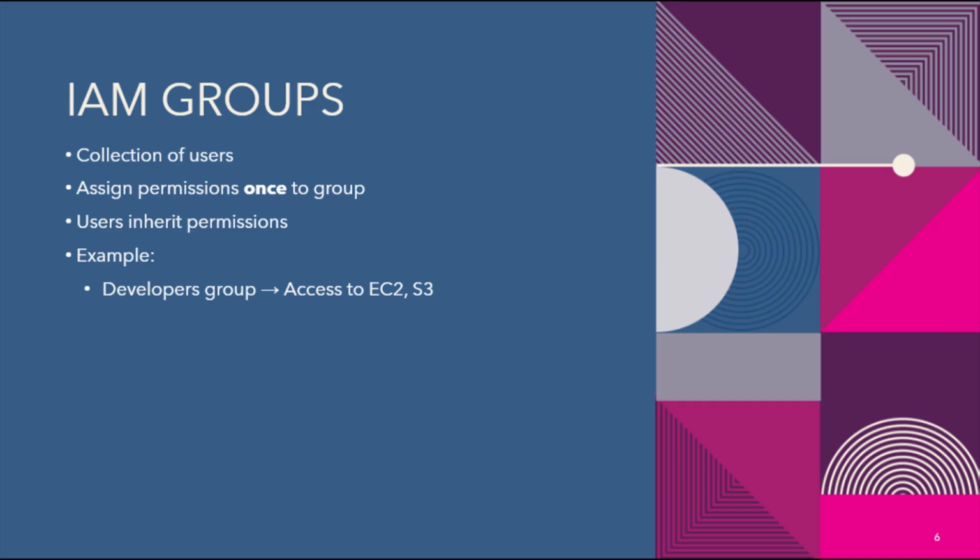IAM groups. IAM groups are collections of users. Instead of assigning permissions individually, we assign permissions to a group, and all users in that group inherit those permissions. For example, a developers group can have access to EC2 and S3.